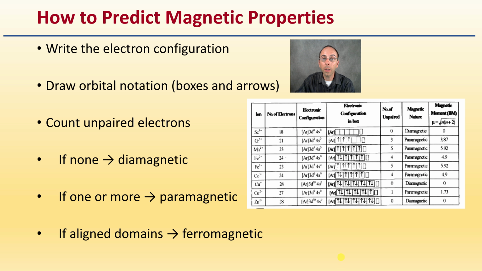So we can work through some examples here and go through the importance of knowing your electron configurations as well as your orbital notations, because it all gives you the ability to predict an element's magnetic properties.